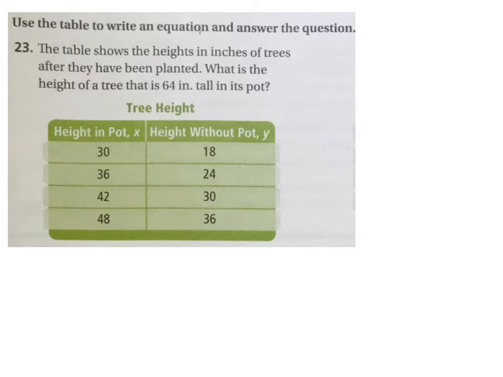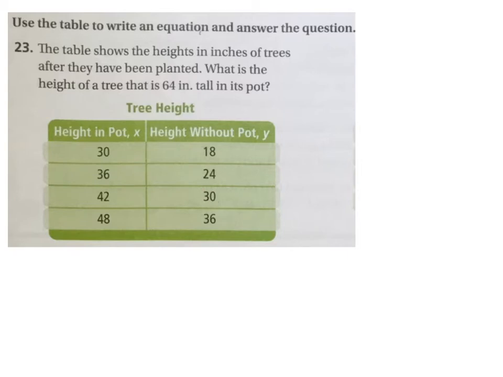Okay, so here's the deal. Without the pot, it's 18 inches tall, but then when you put it in the pot, it's 30. Like the total height now is 30. And this is the same thing that's happening every time. Watch what happens. Without the pot, 18. With the pot, 30. Without the pot, 24. With it, 36. Okay? The pot has a certain height.